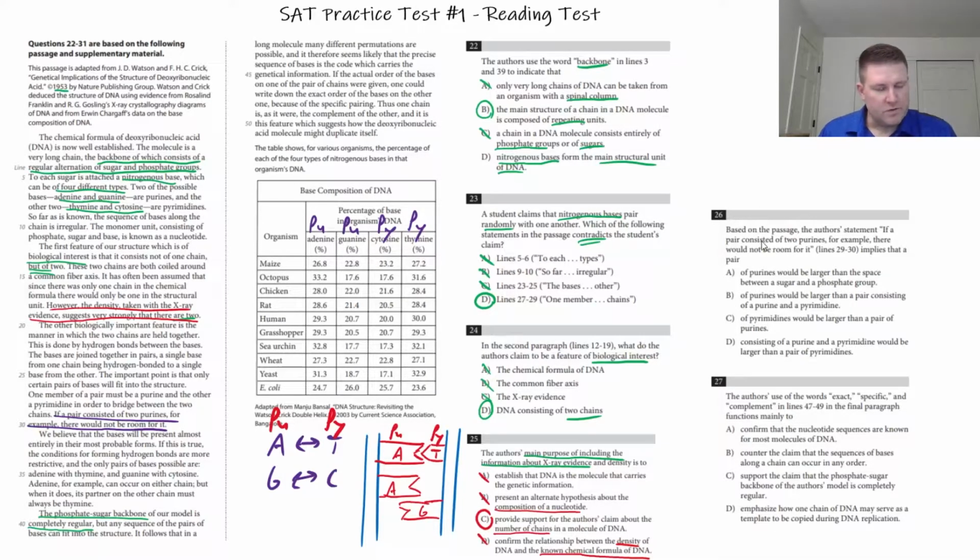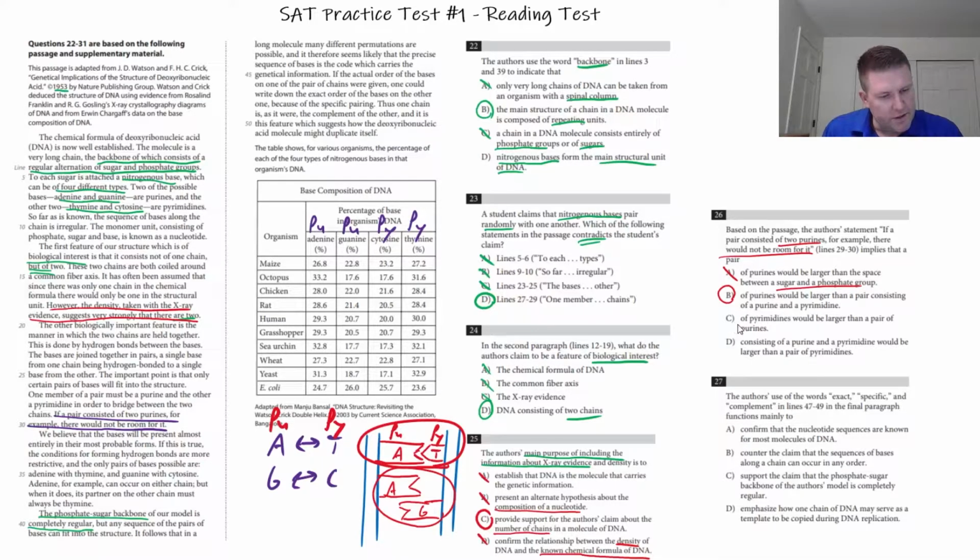So if we go through our options for 26, based on the passage, the author's statement, if a pair consisted of two purines, for example, there would not be room for it, implies that a pair of purines would be larger than the space between a sugar and a phosphate group. We don't have evidence for that, so we can't actually say that. And then B, a pair of purines would be larger than a pair consisting of a purine and a pyrimidine. This is a pair of a purine and a pyrimidine, and that fits together perfectly in between the phosphate sugar strands, right? So this one works perfectly because for the pair of purines, there's not room for it. It's bigger than this pair of purine and pyrimidine.